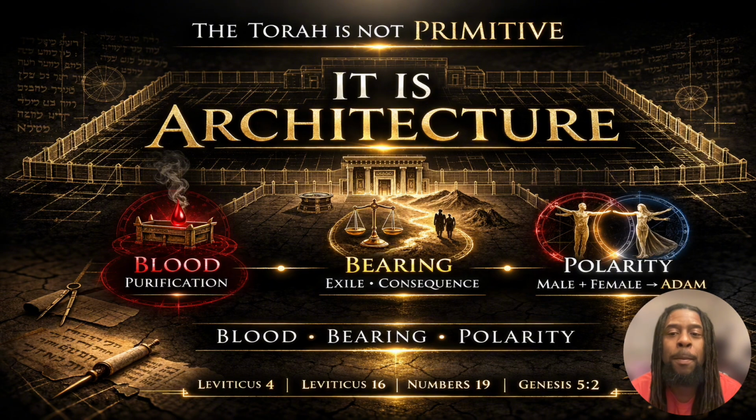The Torah is not primitive. It is architectural precision. And if you read it carefully, you start noticing something uncomfortable. The system was never designed to collapse everything into one figure. As you can see, blood purification, bearing, exile, consequence, polarity, male, female, Adam, okay? We'll be going over Leviticus 4, Leviticus 16, Numbers 19, Genesis 5 and 2. Those are the anchor verses. Let us continue.